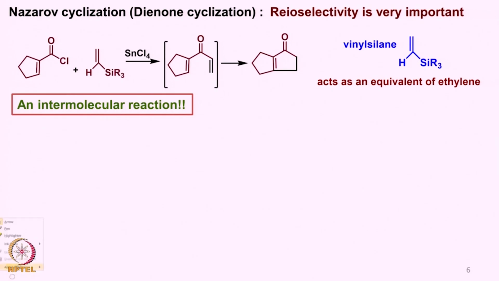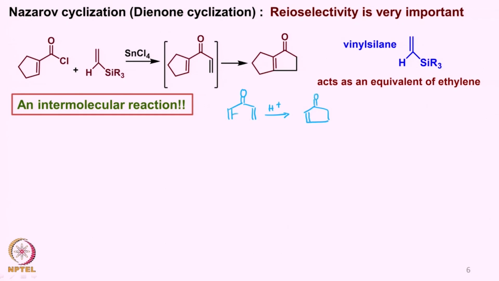Now we have very interesting examples of what is known as Nazarov cyclization or dienone cyclization. In these cases the regioselectivity is very important. What is Nazarov cyclization or dienone cyclization? As you can see here, if we have a conjugated dienone, meaning there is a diene and a conjugated ketone, and this undergoes cyclization in the presence of an acid, which could be a protic acid or a Lewis acid, then one can expect to get a product of this kind here.